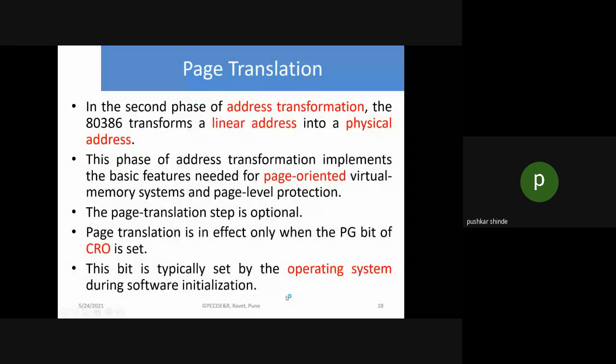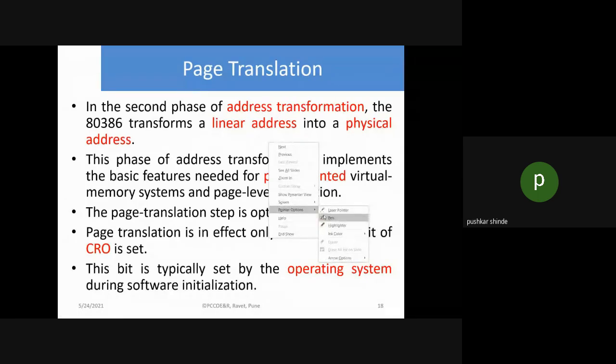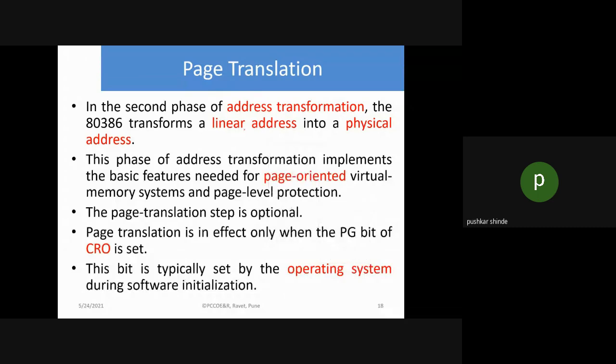Okay, so we had started with page translation. Page translation is conversion of linear address to physical address. We had seen that yesterday. I just started the previous slide itself. So we had seen that page translation is linear address into physical address.